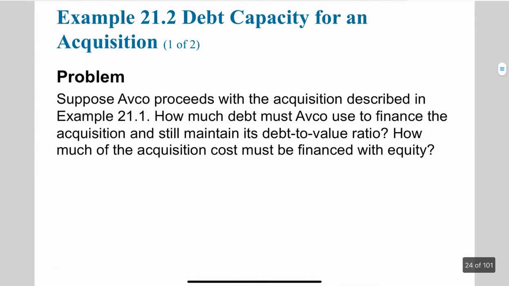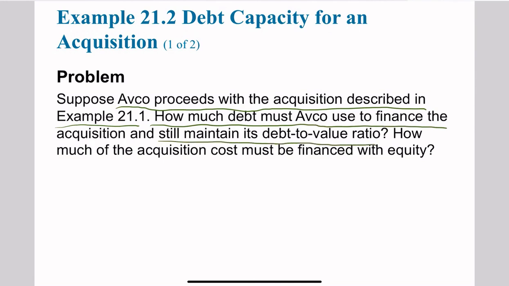Okay, now let's look at the example here. Debt capacity for the acquisition. It's the continuation of the last example. Remember that in the last example, we said the firm Avco wants to make an acquisition of a different firm. So suppose Avco proceeds with the acquisition described in the last example, how much debt must Avco use to finance this acquisition and maintain its debt to value ratio? How much of the acquisition must be financed with equity? Okay, now let's solve this.